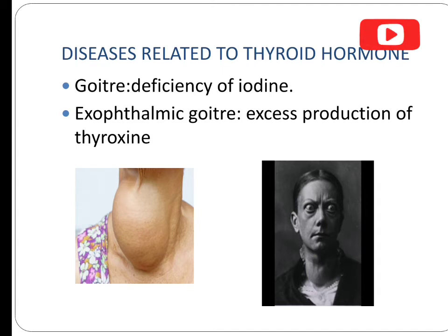And when there is excess production of thyroxine, it causes exophthalmic goitre. You can see here in the picture. In such conditions, the eyeball bulges out, and the hands and face also show some puffiness. So these are the diseases that are caused when there is either deficiency of the hormone or excess production of that hormone.